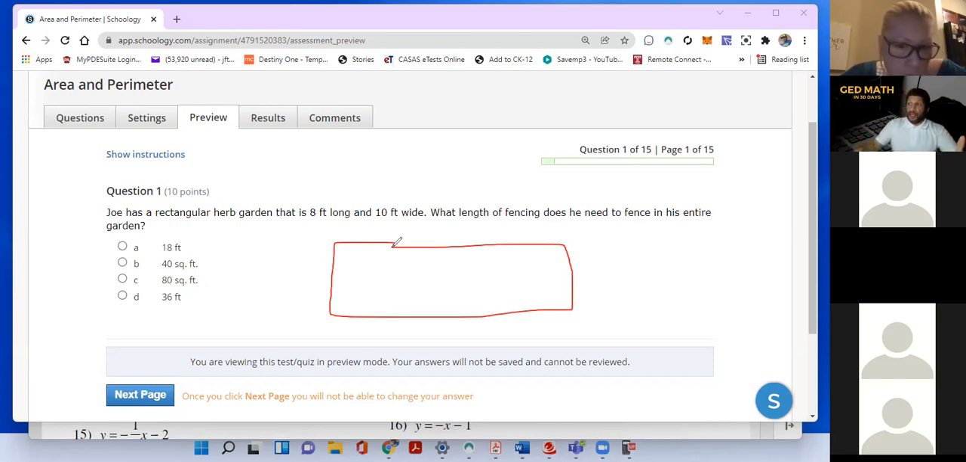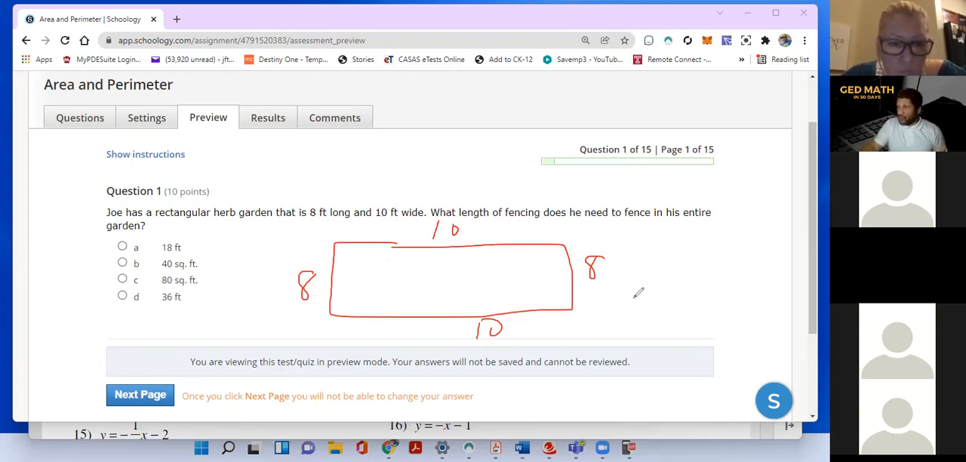The distance around. So 8 feet long, 8 and 10. We know it's a rectangle. Go to our rules. Opposite sides are equal, 8 and 10. Or how I usually tell my students is add these two together and then multiply by 2. So 18 times 2 is 36, or you could add each one of them up.